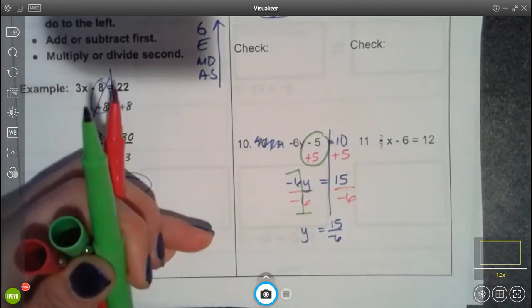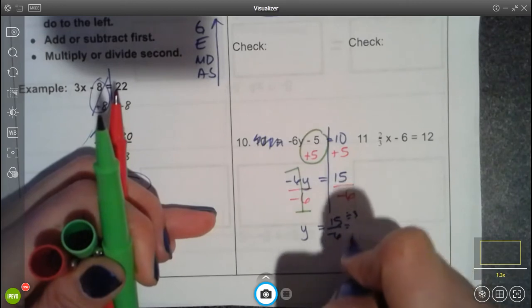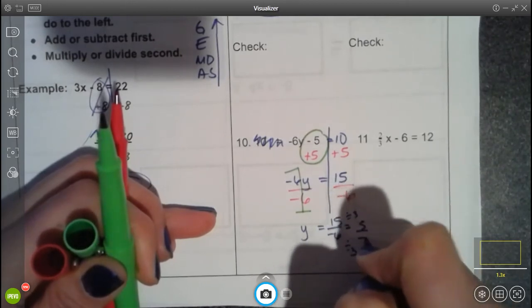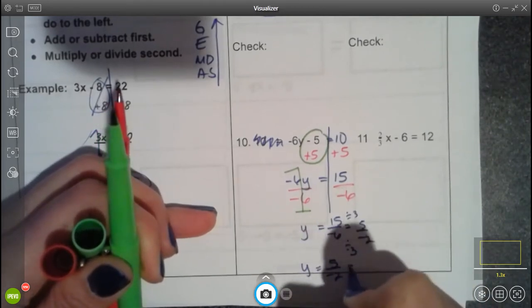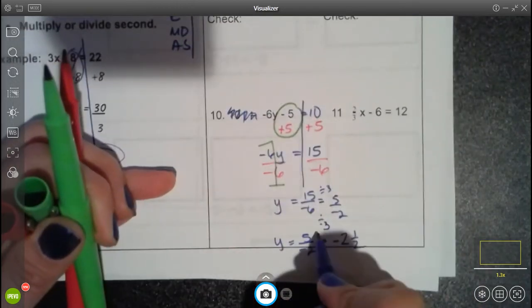And you could get out a calculator and figure out what that is, or we can reduce it, divide by 3, divide by 3, and that's 5 over negative 2. Okay, so my answer is 5 over negative 2, or negative 2 and a half. You want to write it as a mixed number.